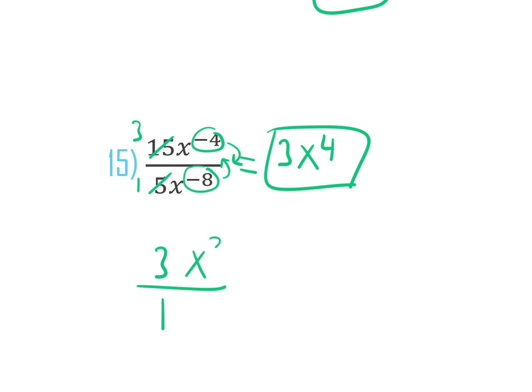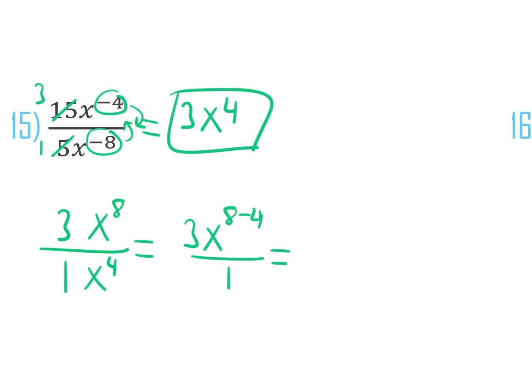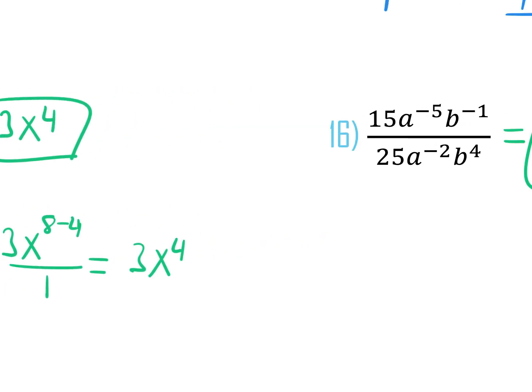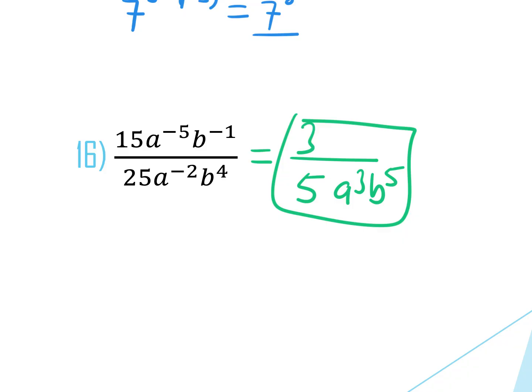So this is now x to the positive 8, x to the positive 4. And now I can see that this is 3x to the 8 minus 4 over 1. And 8 minus 4 is just positive 4. So this is 3x to the positive 4 over 1, which you don't need to write the over 1. So it's just 3x to the positive 4. All right, good with that one? Okay. Something similar with the next one, 15 and 25.